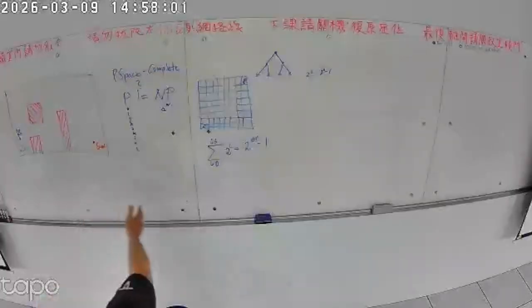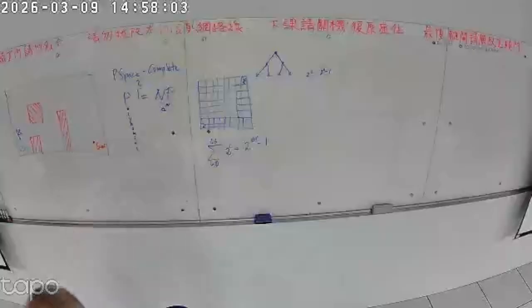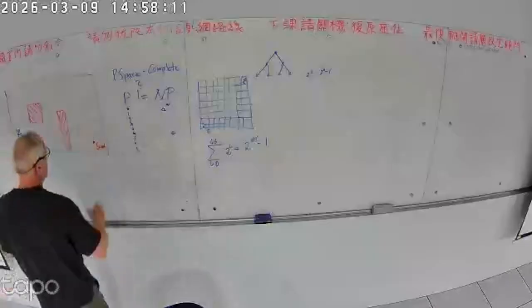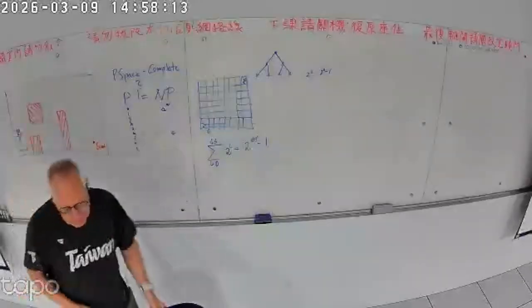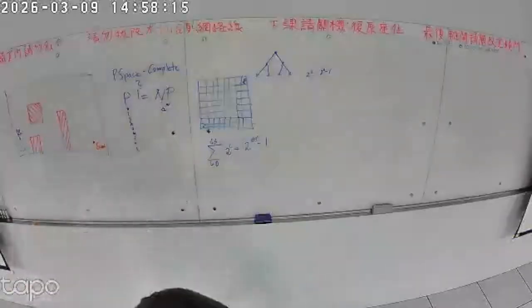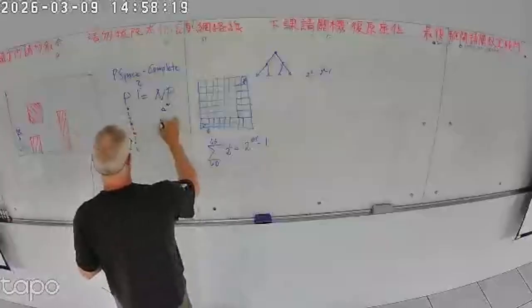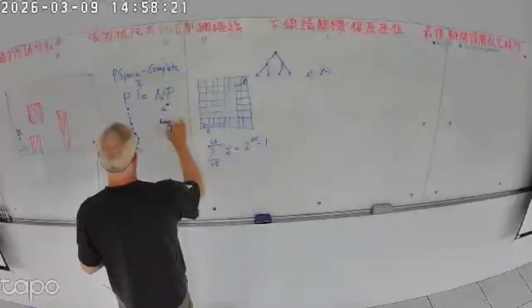Even though we're only looking at 2 to the 64, which sounds ridiculously small, right? But these numbers grow extremely quickly. So this is exponential here.